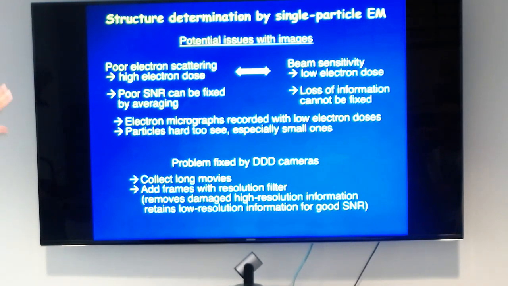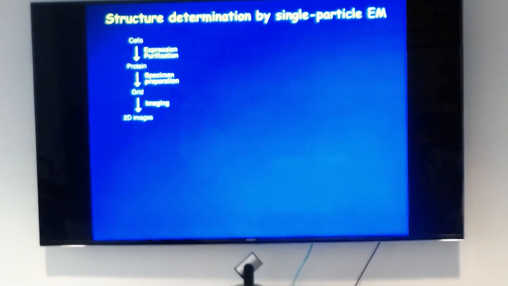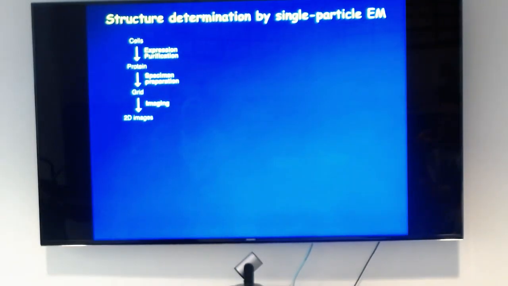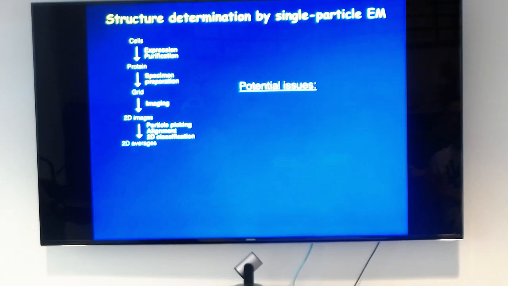But it used to be a problem. And so imaging is probably now almost the easiest part of the whole project. It's pretty much standard these days, how you do it. But then you have to pick the particles and align the particles and classify them just basically to boost the signal-to-noise ratio. And there are problems that can and have occurred.